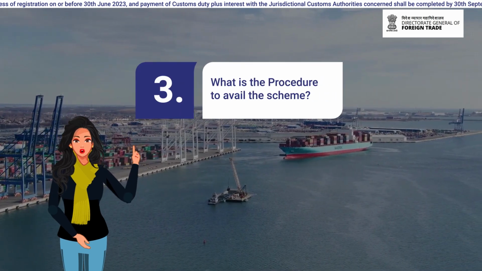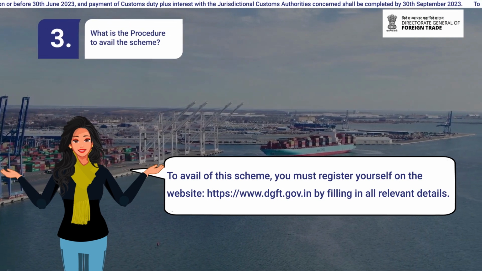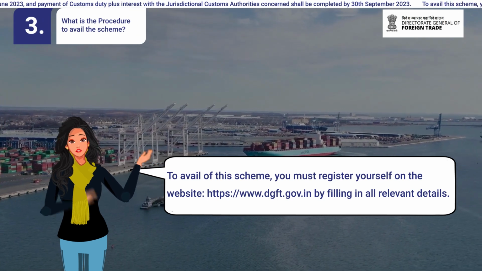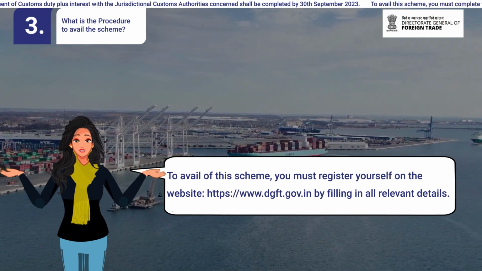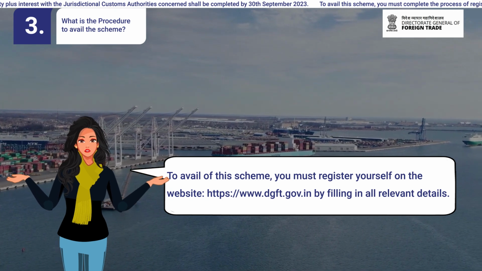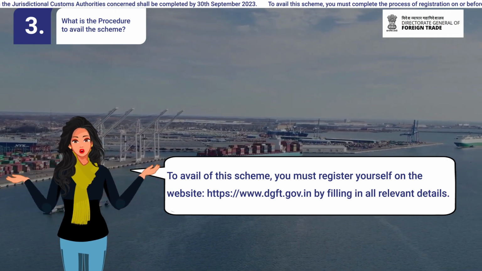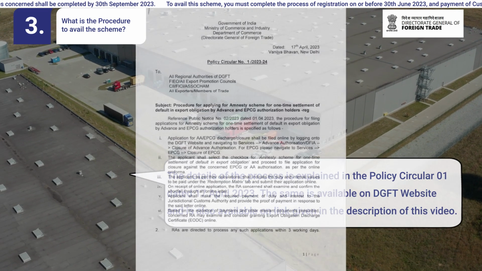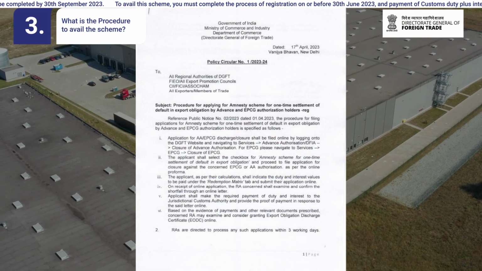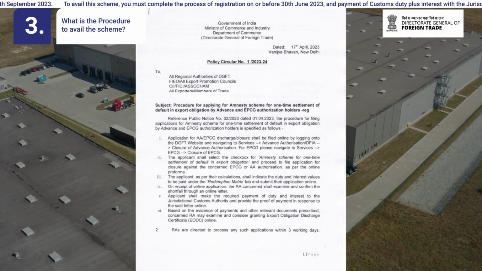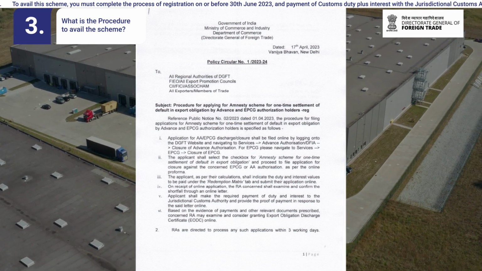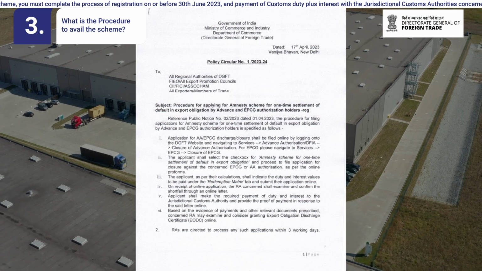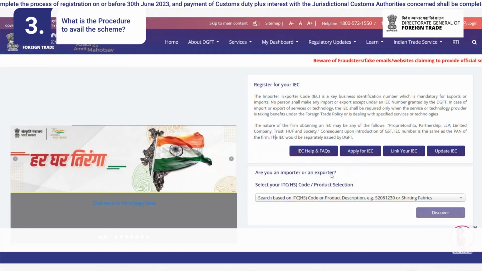What is the procedure to avail the scheme? To avail the scheme, you must register yourself on the website www.dgft.gov.in by filling in all the relevant details. The details of the process is explained in Policy Circular Number 1, dated 17th April 2023. The same is available on the DGFT website and is also available on the link given in the description of this video.